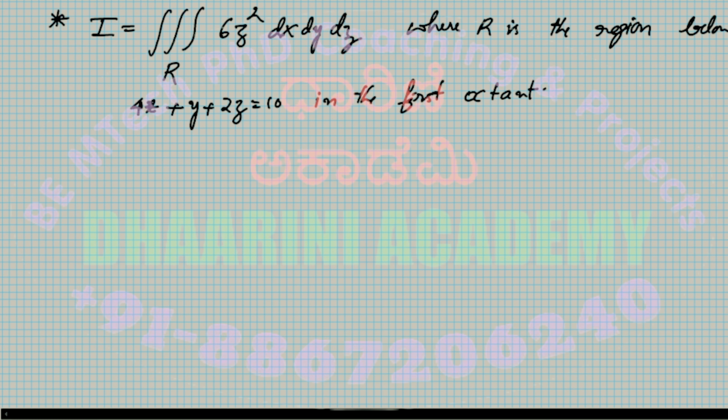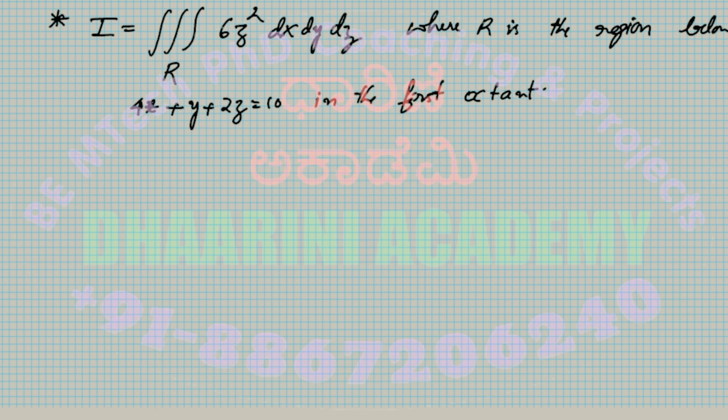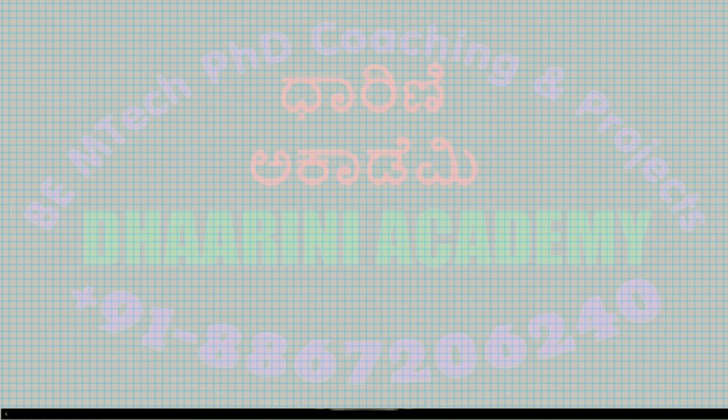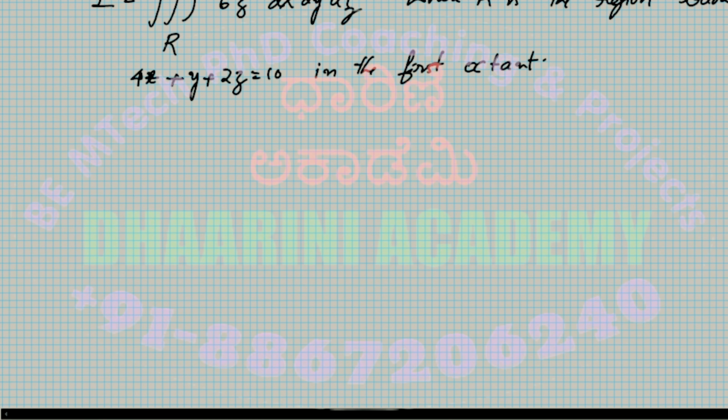We need to analyze this very similar to how we used to solve the problems in a double integral when a region was given. Correct? So let us try to understand where this particular region is. It is in the first octant, so definitely the x, y, z values are supposed to be positive. Correct? That's the first octant.